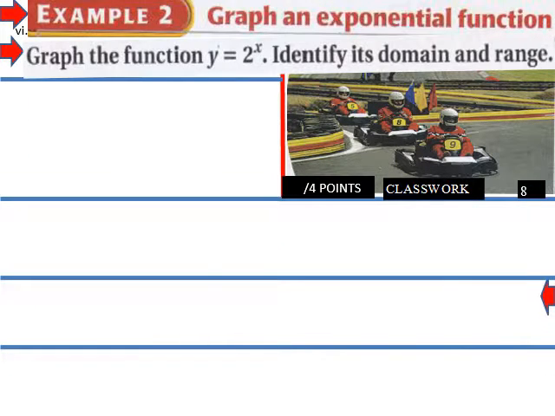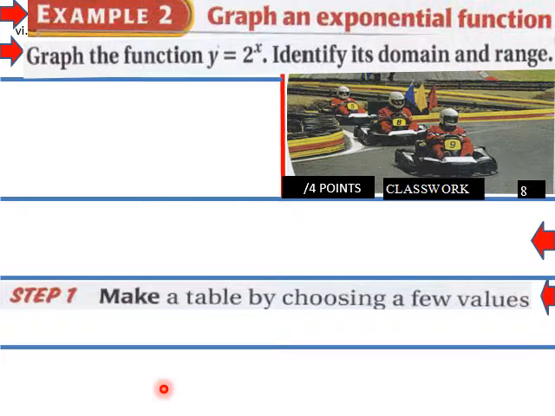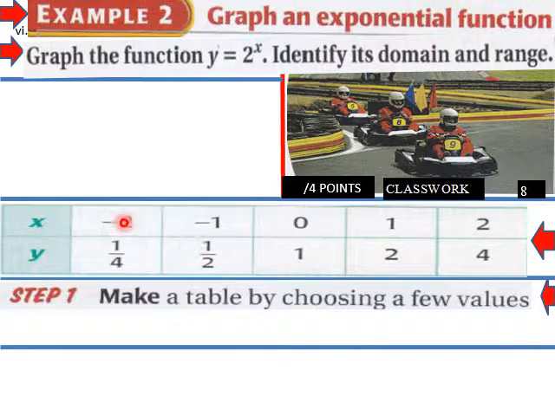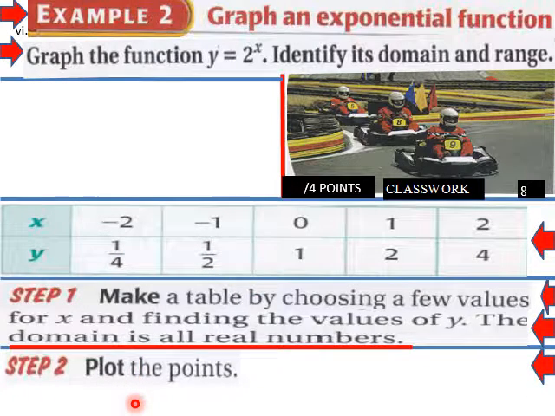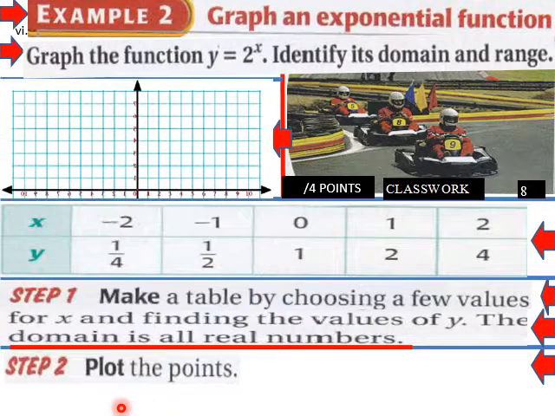Okay, graph an exponential function. Graph the function y equals 2 to the x. Identify its domain and range. So I'll make a table by choosing a few values. Here's our table for this function, for x and finding the values of y. The domain is all reals, so here's our domain here. And then our output is all reals too. So plot the points. So here's our graph here.